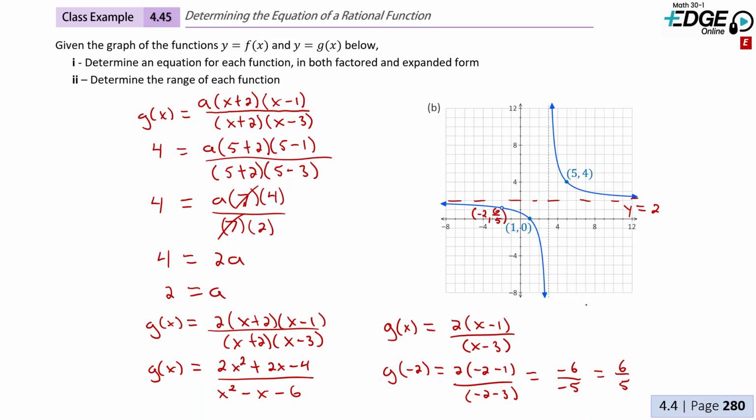Okay, so now let's write the range. So the range would be y such that y cannot equal, well, it can't equal our horizontal asymptote of y is equal to 2, so it can't equal 2. And it also cannot equal 6 over 5.